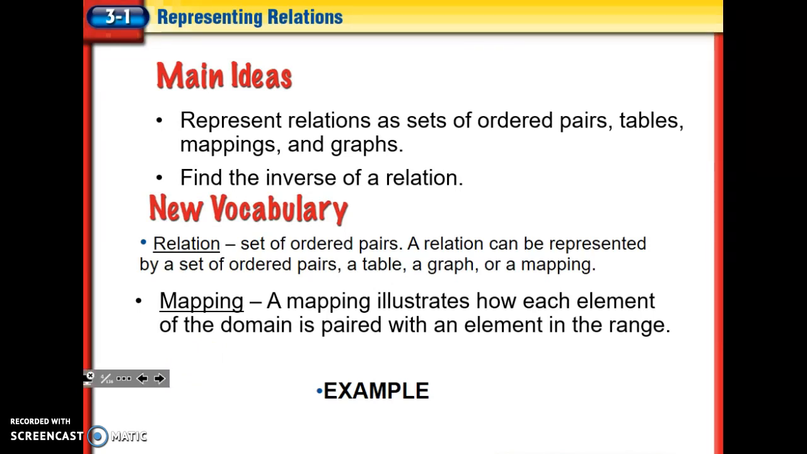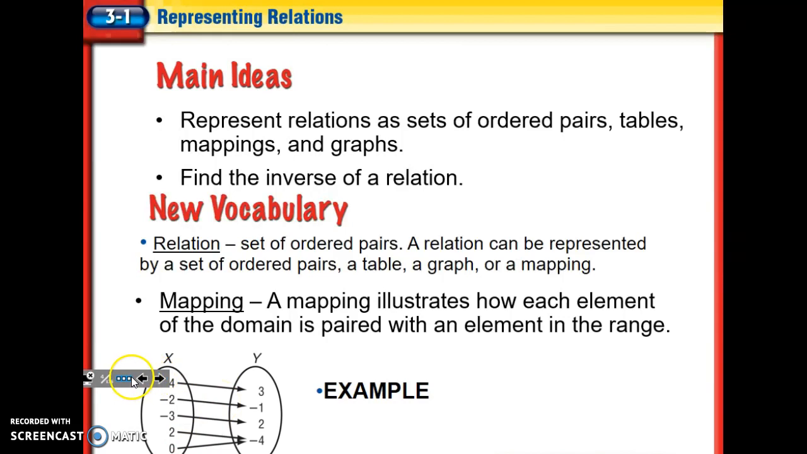Our second vocabulary word is mapping. A mapping is an illustration of how each element of the domain is paired with an element in the range. An example looks like this. A mapping is two ovals where we list all our x values and our y values. So this would be an ordered pair right here, 4, 3. So we match them up together. Please pause the video as needed to write down the vocabulary words and examples.